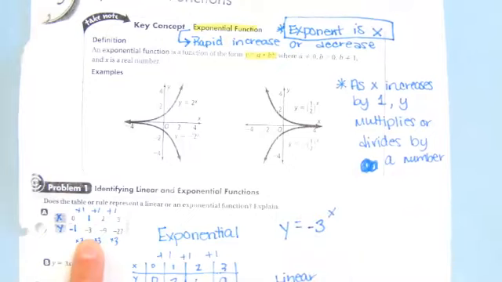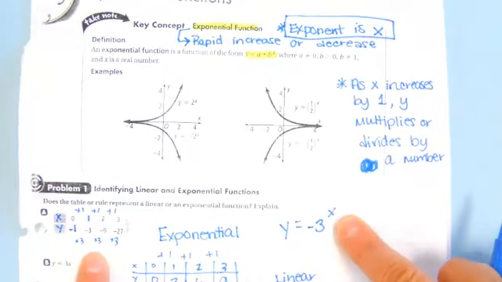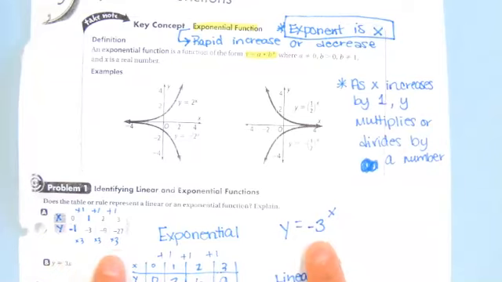Negative 3. Okay, so the way you figure that out, just a little cheat, is that if you know it's exponential, x is the exponent, and the base number is what it's multiplying by each time. Okay, and if it's negative, you got to make that negative.